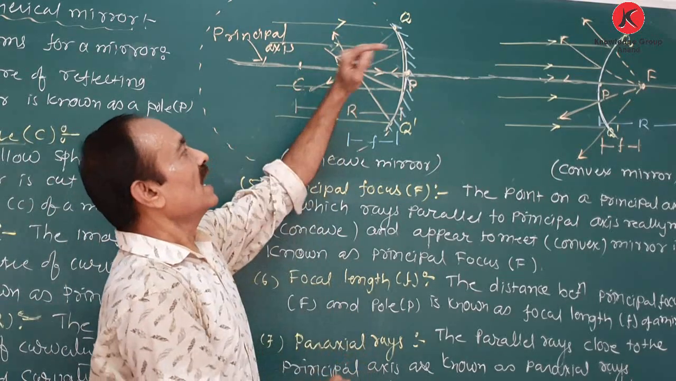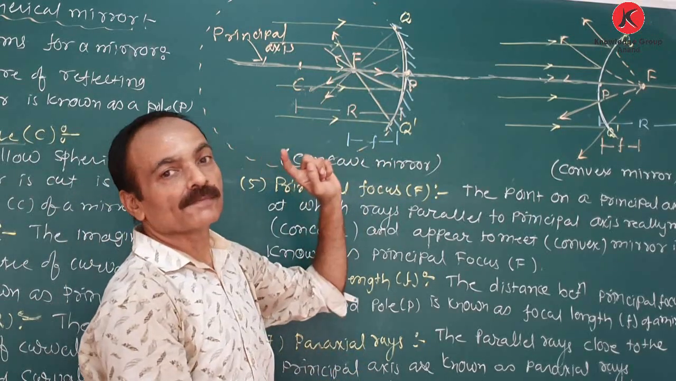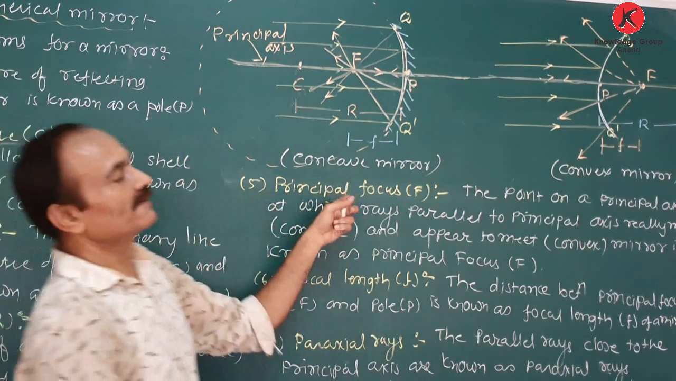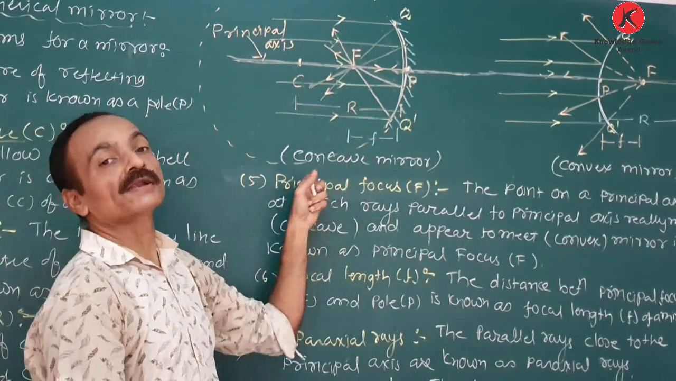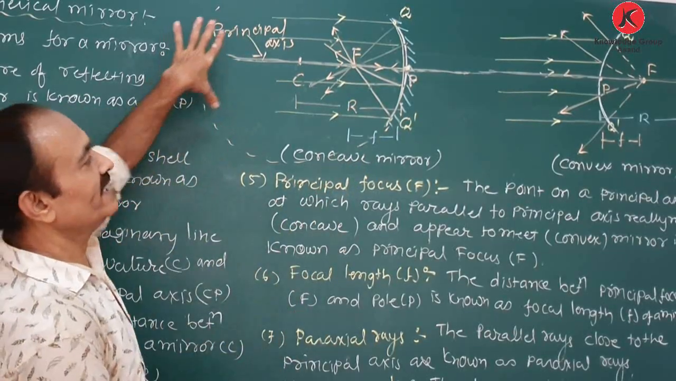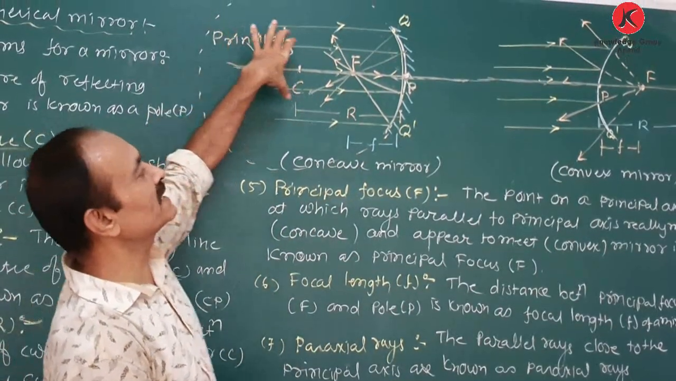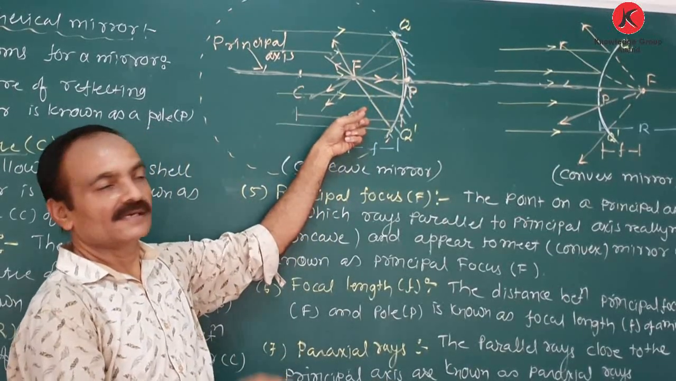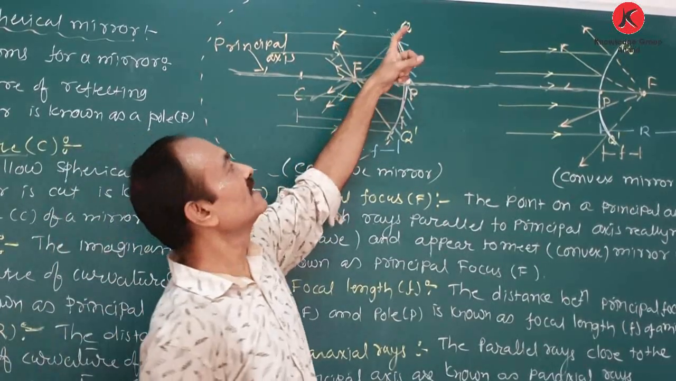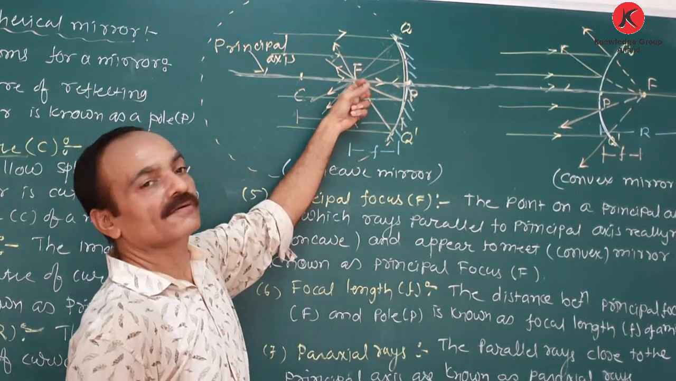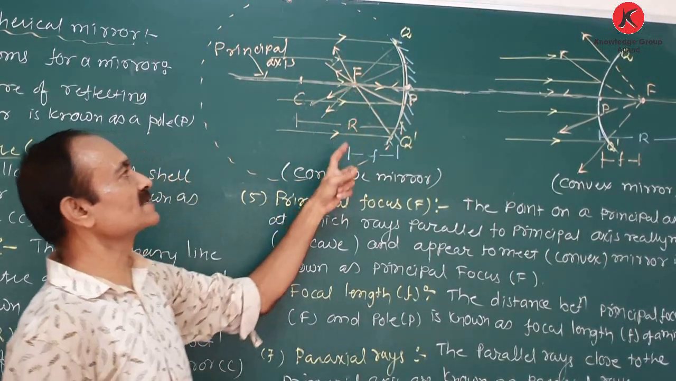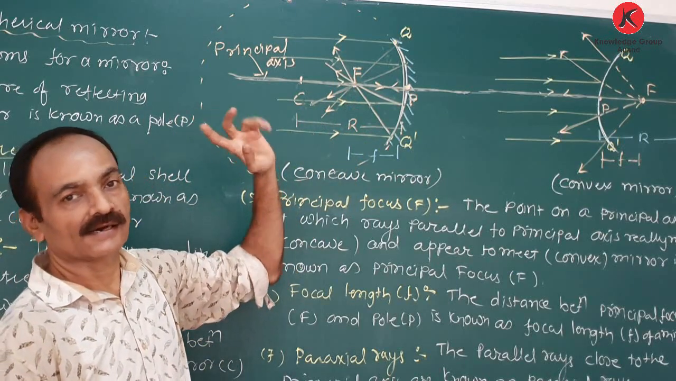Okay. Now, after that, what is the principal focus? The first thing we discuss is for the concave mirror. When rays parallel to the principal axis are incident on a concave mirror, after the reflection they really meet at a point on the principal axis. This point is known as the principal focus.